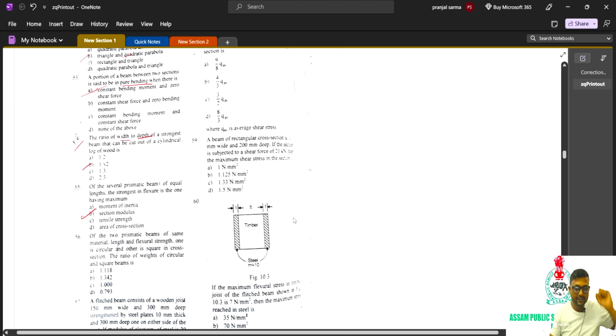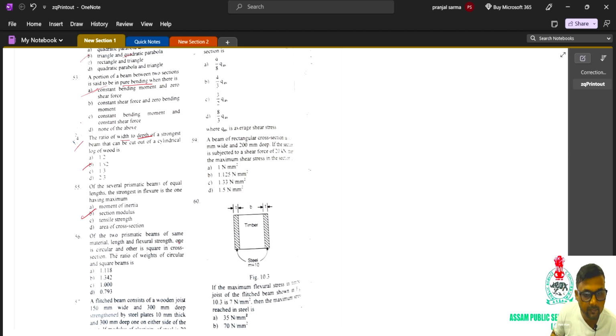Let me draw question 56. We have two prismatic beams of same material, length and material strength. One is circular, the other is square. There is a weight of circular and square beams. Now, see here. Same flexural strength means what? The Z is same. So Z of circle is Z of square. So pi b cube by 32 is equal to b cube by 6.